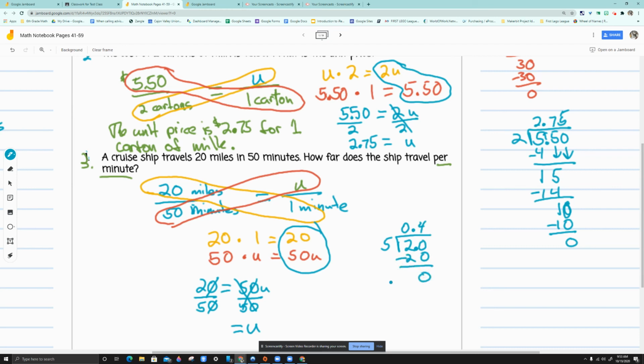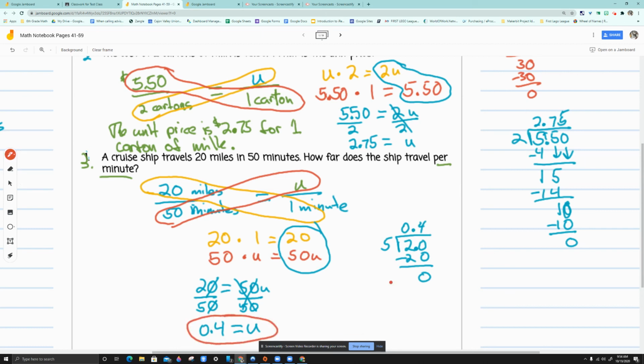Okay, so what we've got here is that the ship travels, let's see, 0 and 4/10 miles for every minute that it travels. I guess we could have said 2/5 miles for every minute that it travels as well. That would have been fine. I kind of got that mixed up in the beginning. But yeah, so we could write here the unit rate is 4/10 of a mile for every minute.